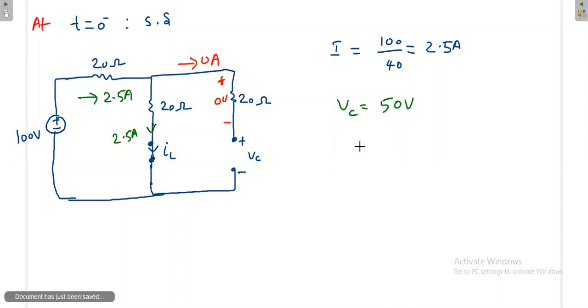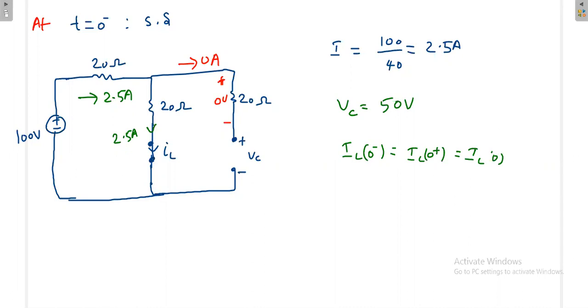So what is the current through the inductor? I_L(0-) is the same as I_L(0+), which is the same as I_L(0). That current is 2.5 ampere. So just before closing the switch, the current through the inductor is 2.5 ampere. Then what is the voltage across the capacitor? V_C(0-) is equal to V_C(0+), equal to V_C(0). The voltage across the capacitor is 50 volt.